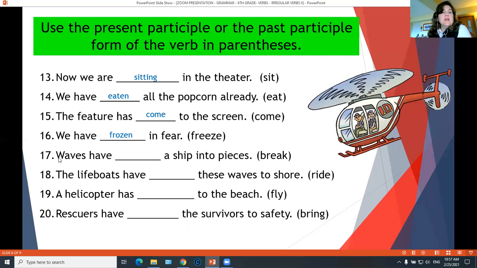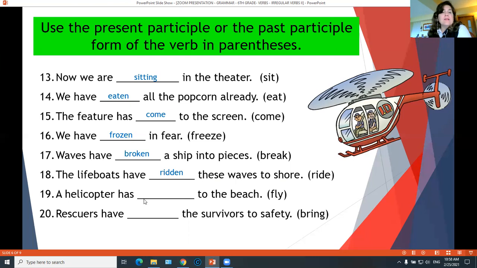Number 17, waves have a ship into pieces, and the verb is break. So the past participle, since we have the verb have here, is broken. So waves have broken a ship into pieces. Number 18, the lifeboats have these waves to shore, and the verb is ride. So we again have the verb have, so that gives us the hint that it's the past participle form, and the past participle of ride is ridden.